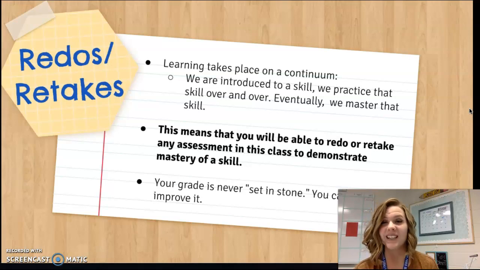Okay, so please know that your grade is never set in stone. That means that if you tried something on an assessment and it just didn't go very well, but you want to practice so that you can master that skill, then later you can say, hey, Mrs. Johnson, I think I understand the skill better now. Can I prove it to you? I will be more than happy to let you redo or retake anything. You just have to be really open with me and communicate that need to me.